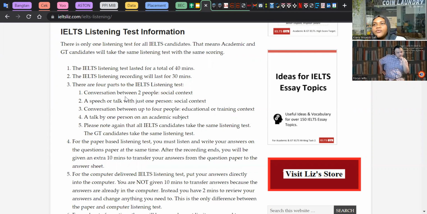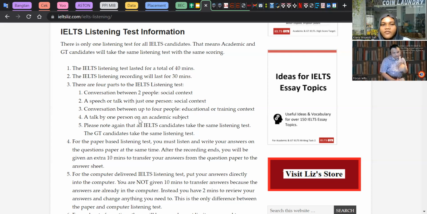It's either grocery shopping or doing a registration form for maybe hotel bookings or gym subscription. And there will be a speech or talk by one person, in a social context, or maybe some lecture recordings or seminars, or maybe TED talks. That will be pretty similar to that.